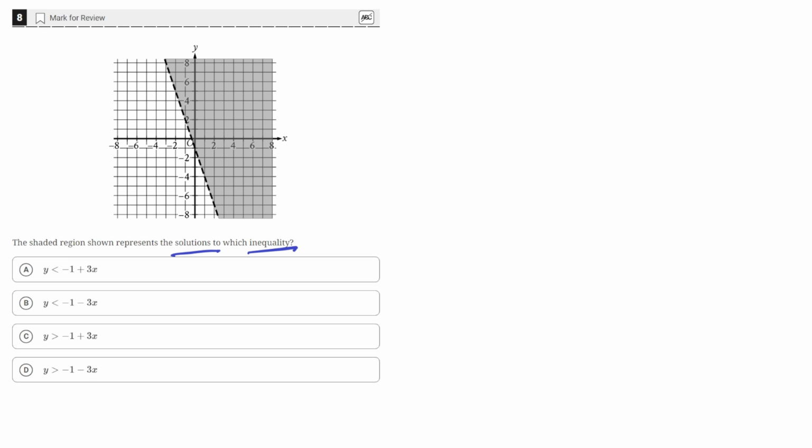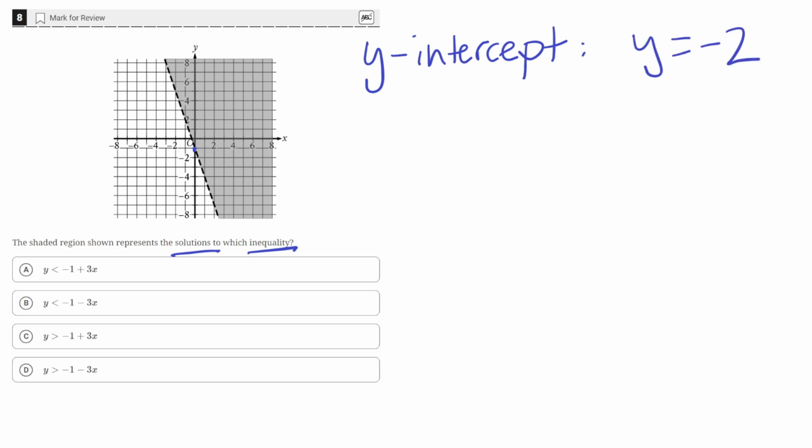So we can see that this line here crosses the y-axis at this point here. So it crosses the y-axis at a y value of -2. That means that our y-intercept is at a y value of -2. Now let's try to find the slope of this line. So let's use 2 points. We can use this point here, point A, and we can use this point here, point B.